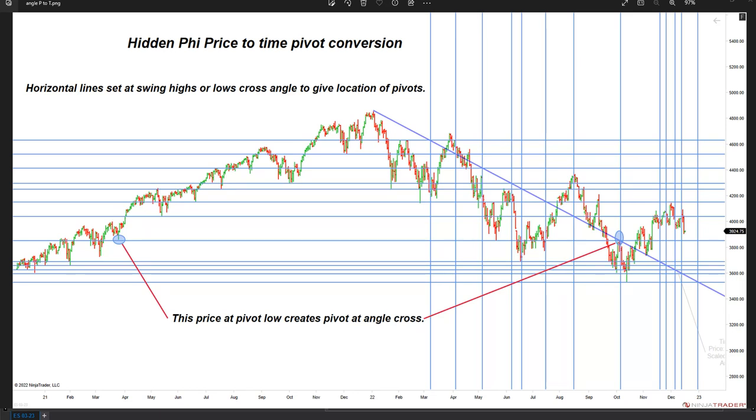This is part of the hidden phi method, and this is the price to time pivot conversion. So everything in Gann is about squaring price and time. What we're doing is projecting price to time, and then in the next video I will use the same principle to convert time to price.